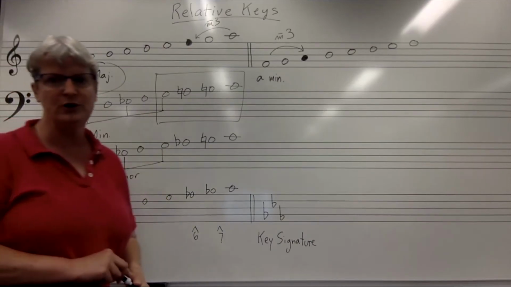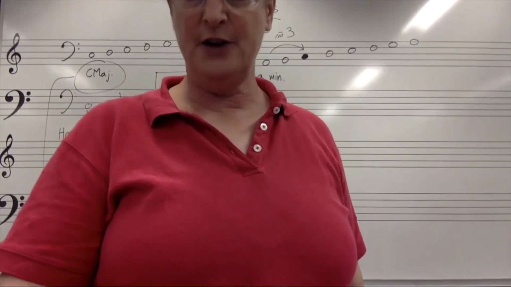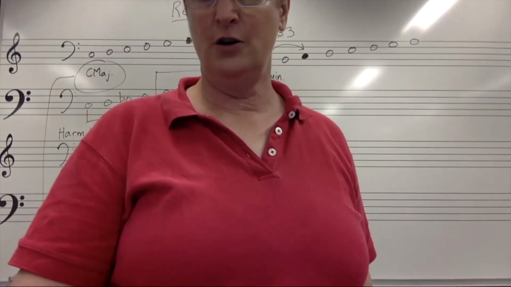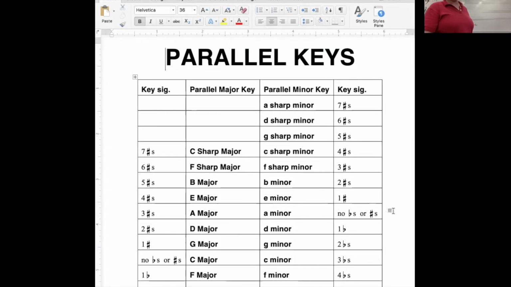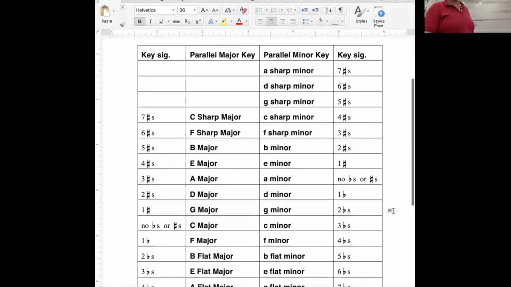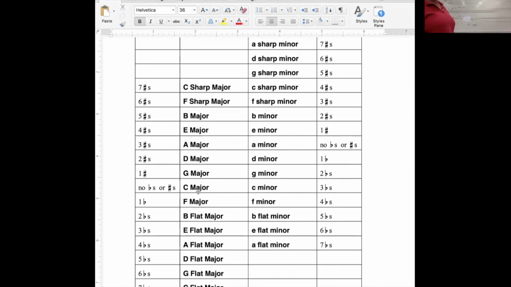So let me show you a different chart, and I will also put this chart on Canvas. Here's a chart of parallel keys. We were talking here about C major and C minor. These are parallel keys that have the same tonic, and they have different key signatures. C major has no sharps or flats. C minor has 3 flats.